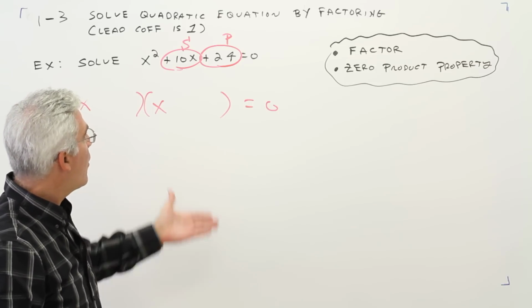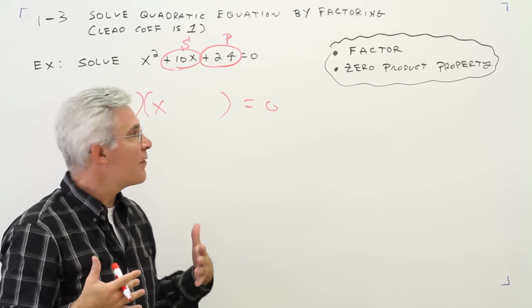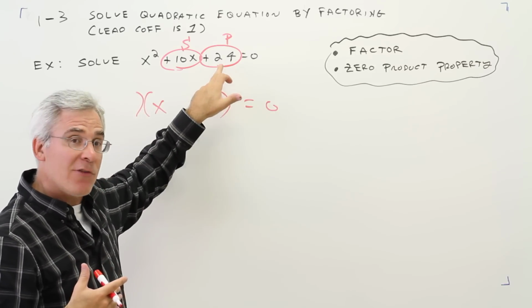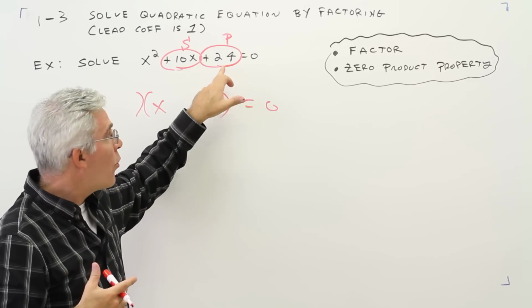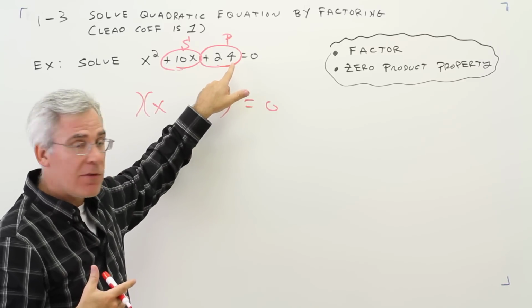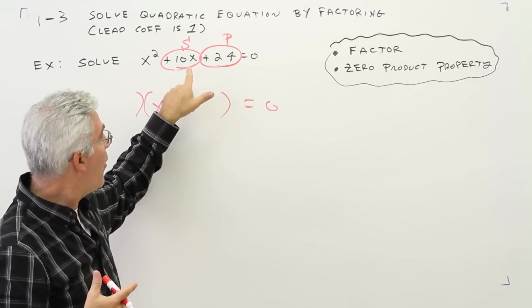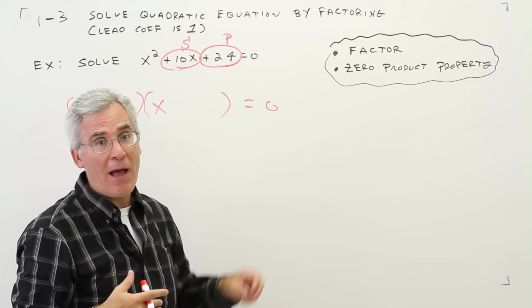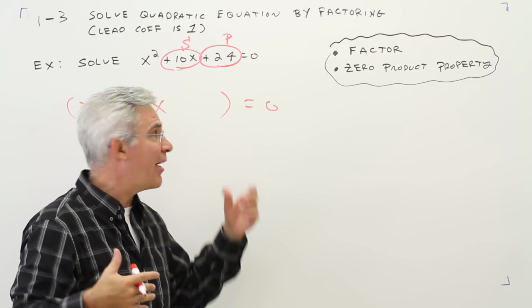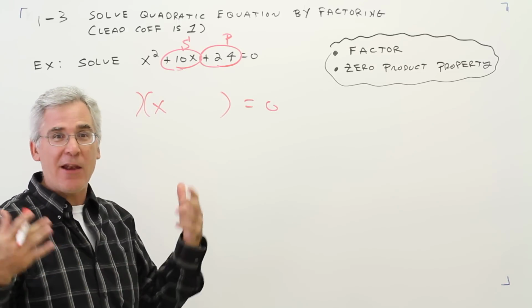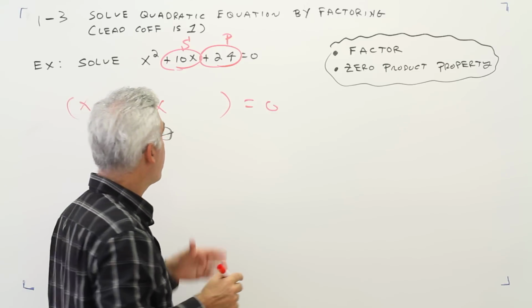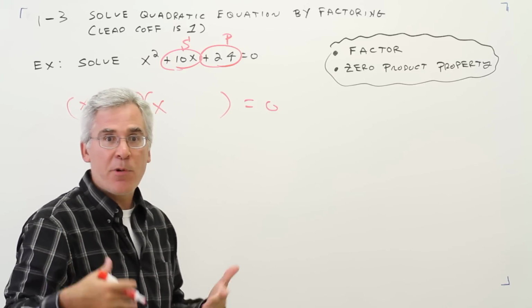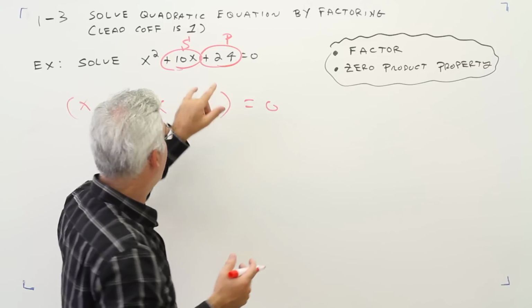All right, so what I worry about is the signs. I could have a positive times a positive, or a negative times a negative to give me a positive product. However, if I want a positive sum, I had better have two positive factors, because a negative plus a negative is not positive. So I know that all my factors must be positive. I could do it in my head, but if it was more complicated, you can simply make a list.